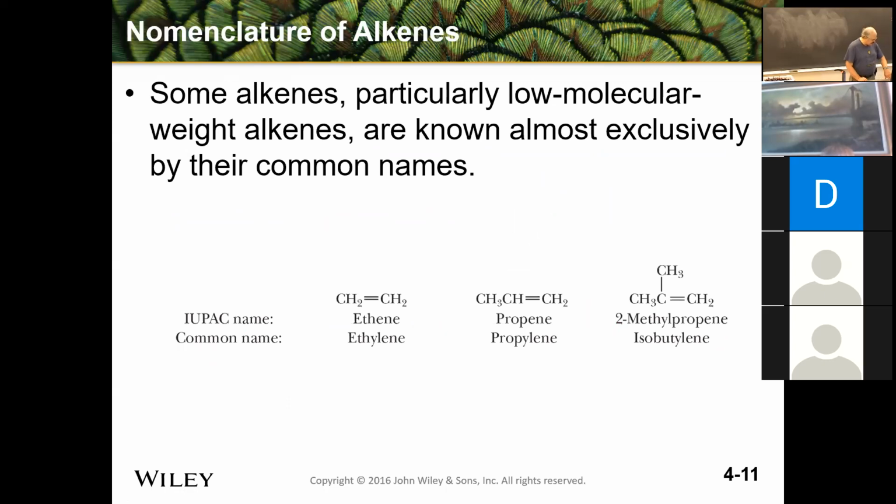Okay, and this will be the last slide for today. Some alkenes, particularly low molecular weight alkenes, are known almost exclusively by their common names, especially commercially. Ethene is the IUPAC name, ethylene is the common name. We have propene and propylene, and then 2-methylpropene is commonly called isobutylene.